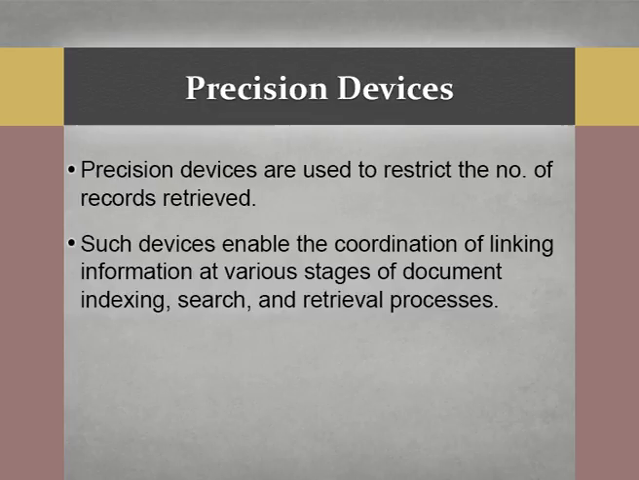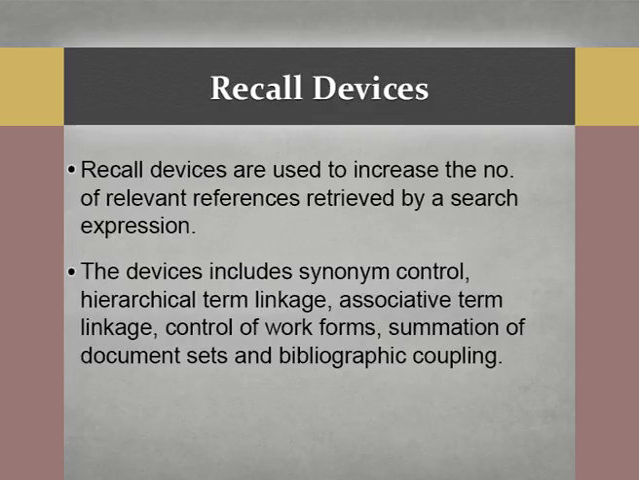Then there are some precision devices also. We can use some precision devices. Precision devices are used to restrict the number of records retrieved. Suppose the first search is done and we get several records, maybe relevant, maybe irrelevant. When we get those records, we can apply a precision device factor also. Such devices enable the coordination of linking information at various stages of document indexing, search and retrieval processes. Here we want to restrict the number of records by putting some conditions or by clicking on some options, and these help us coordinate the linking information at various stages of document indexing, search and then the retrieval processes.